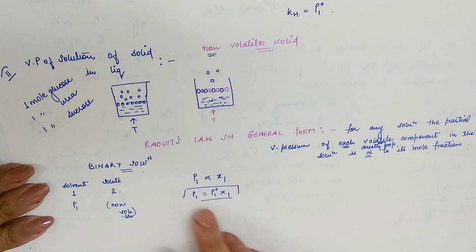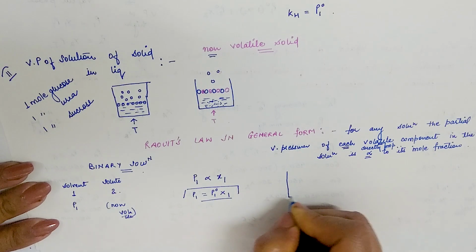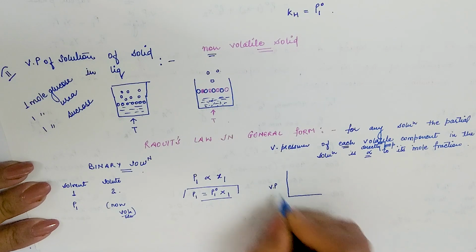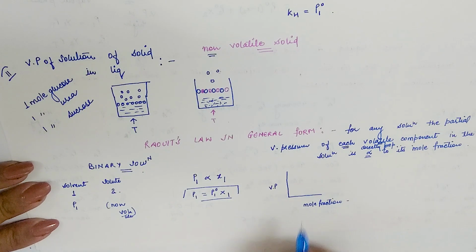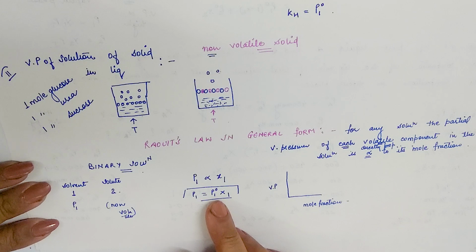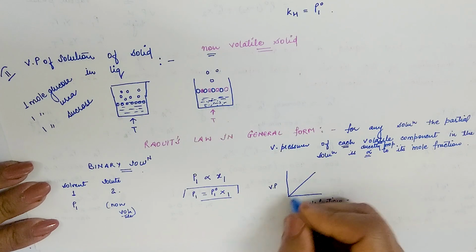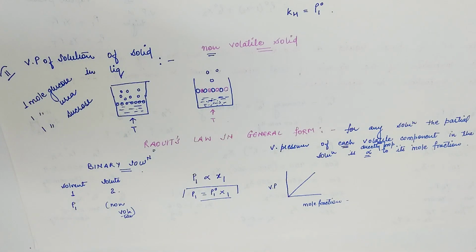Non-volatile in nature. So the equation which will come out is P1 is equal to P1 naught into X1. If you plot a graph, there we have drawn two lines and we have crossed it. Now when you draw the vapor pressure against the mole fraction, the graph is like this. Here it is y is equal to mx plus c, but here the constant c is not there, so your graph will be like this. Your graph will be in this manner for which type? When a non-volatile solute is dissolved in a given solvent.